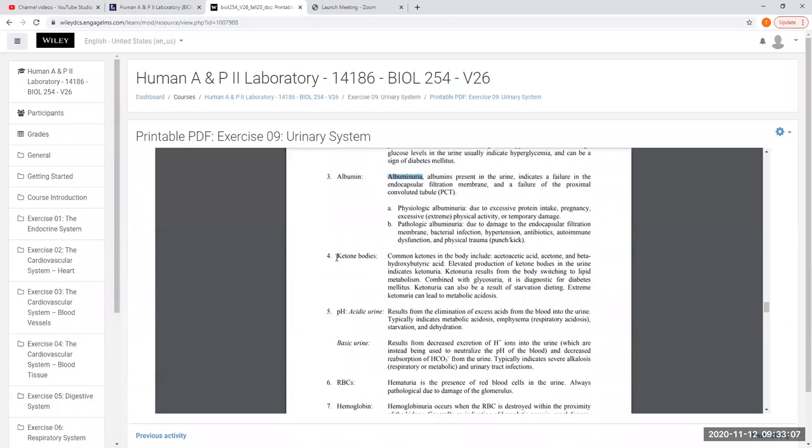But ketones are not supposed to be in your urine at all, right? If ketones are in your urine, that means that somebody has uncontrolled diabetes mellitus, or they are in severe or extreme ketosis voluntarily. And I'll explain that.